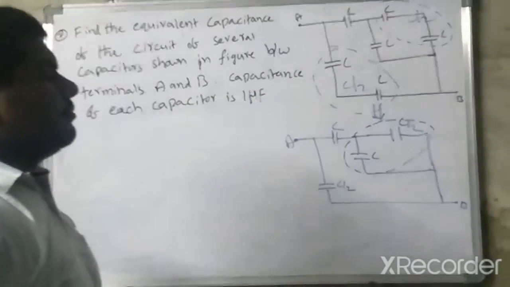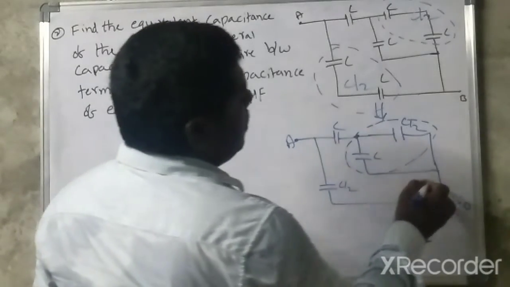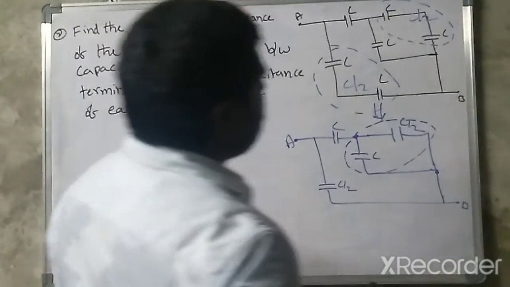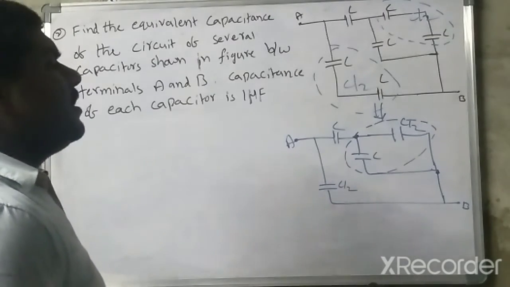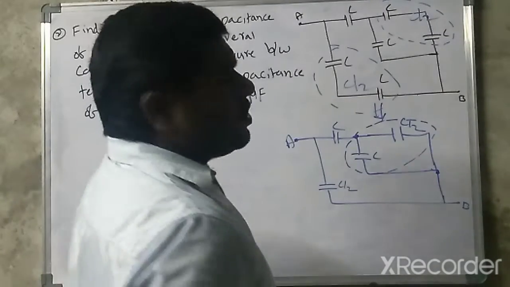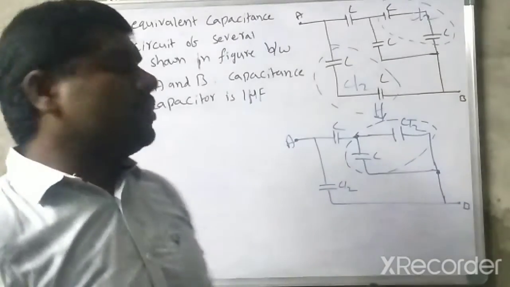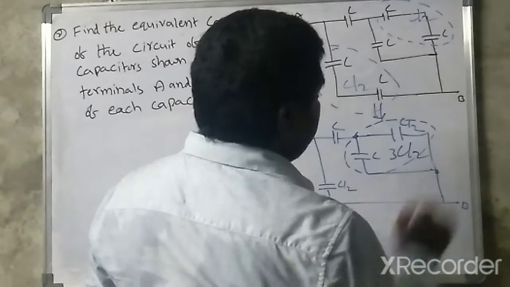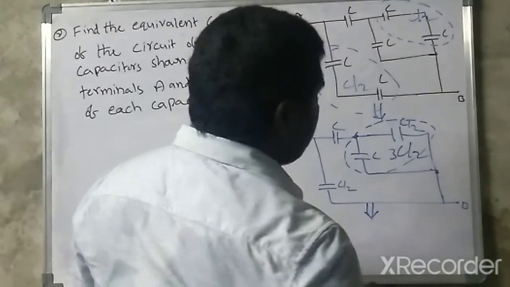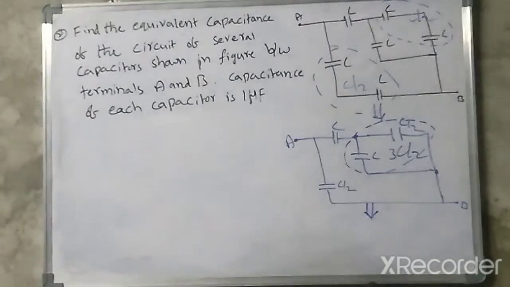Now these two are in parallel connection because here the potential is the same. So whenever these two are in parallel connection, C1 plus C2, this resultant C plus C by 2 is nothing but 3C by 2. You may redraw this circuit again.